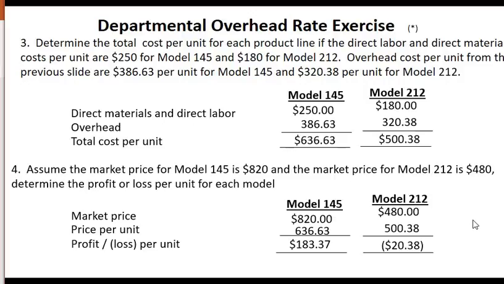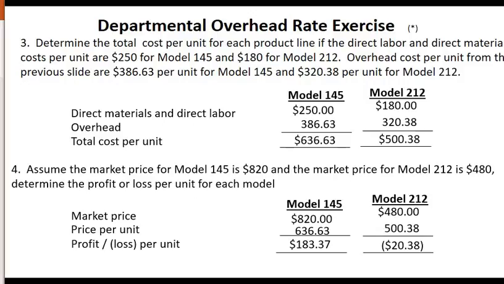You'll remember from our first exercise where we used the exact same data, when we used a single overhead rate, our loss was approximately $40 a unit, and now using departmental overhead allocations, the profit on model 145 went down a bit, but the amount that I lose per model 212 was actually cut in half. So now we're seeing a little bit different story regarding the profit and loss between model 145 and 212.